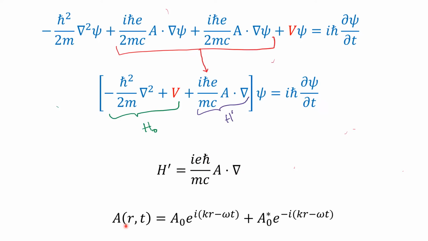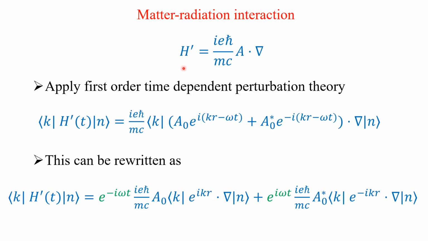So A, which is a function of r and t, is equal to A naught e power i(k·r minus omega t) plus A naught star e power minus i(k·r minus omega t). Now we will proceed further using this. So the perturbed Hamiltonian H prime is equal to i e ħ over mc A dot del. So now, as I said, you apply the first order time dependent perturbation theory. I have mentioned this at the start of my class.